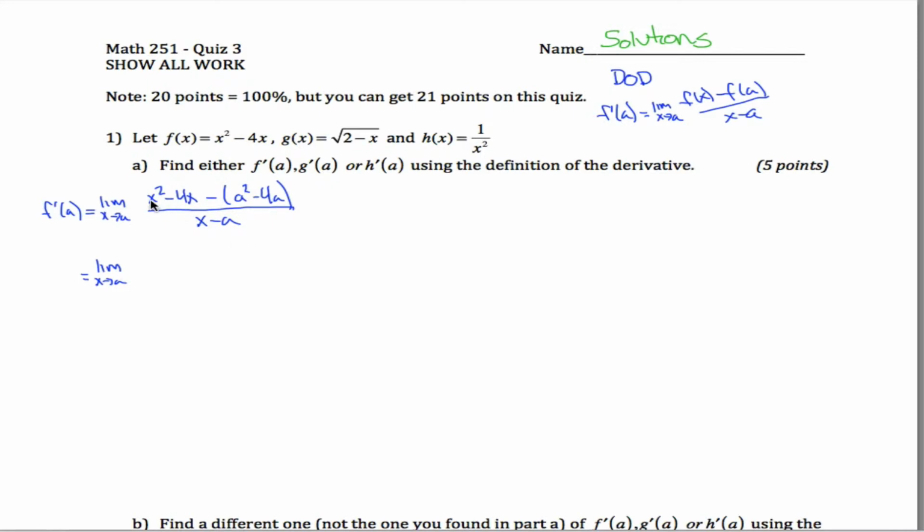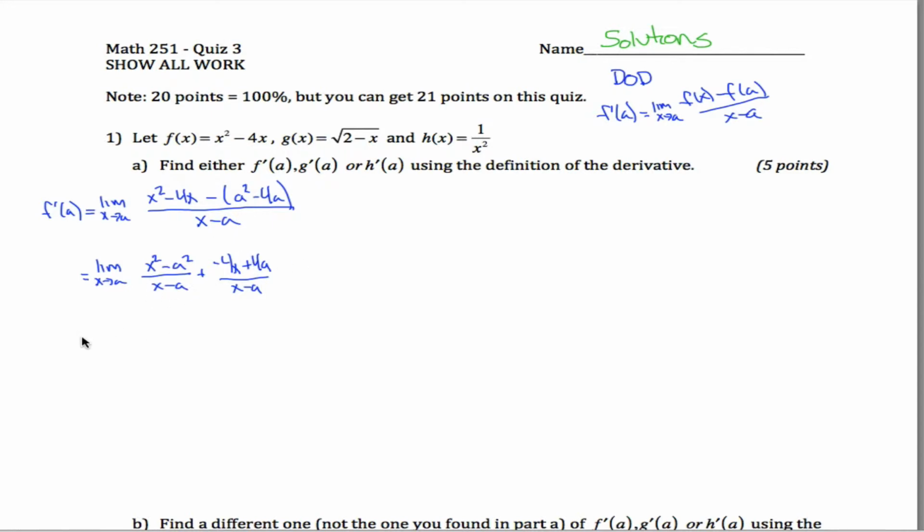Kind of the trick for doing that is to group terms. So rewrite things. So you got x squared minus a squared divided by x minus a. And then you got that plus negative 4x plus 4a divided by x minus a. So I took the x squared and the minus a squared and put those over here. And then I took the negative 4x and the plus 4a and put those over here.